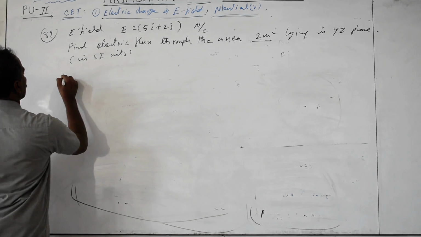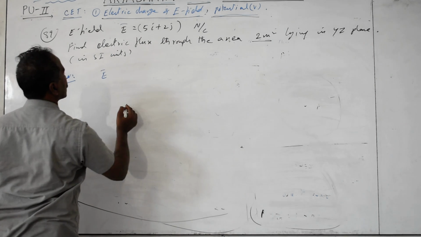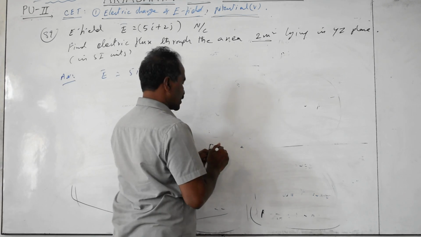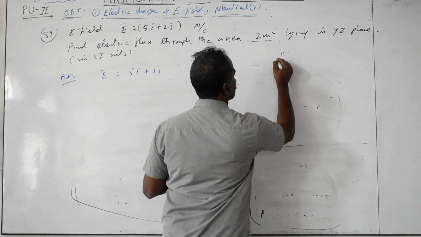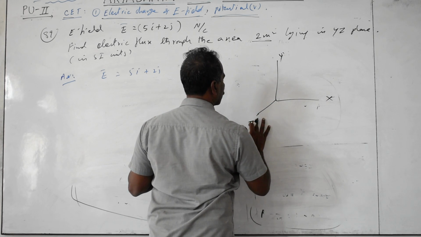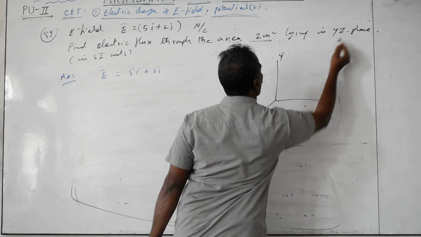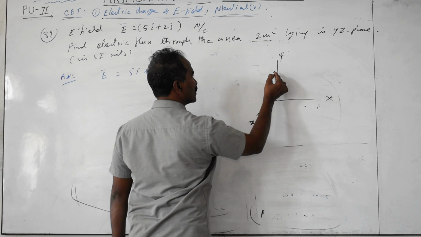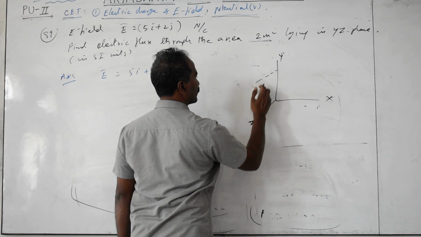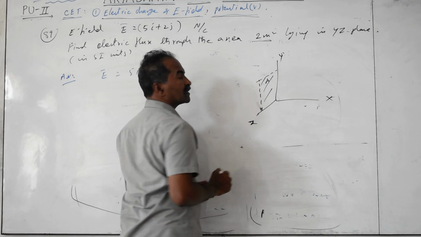Here we are given the electric field in vector form, E equal to 5i plus 2j, and the coordinates are x, y, z. The area is 2 meters square, but it is lying in the yz plane. So I take a plane like this, which is nothing but the yz plane. This is the area. What is the area vector?